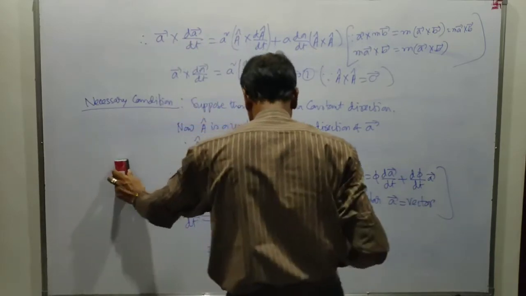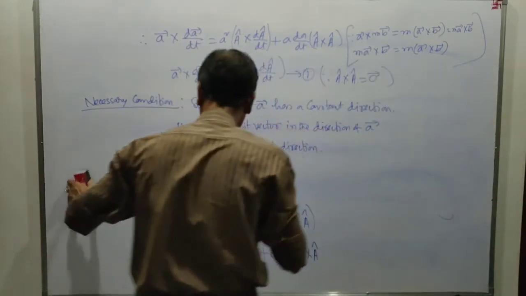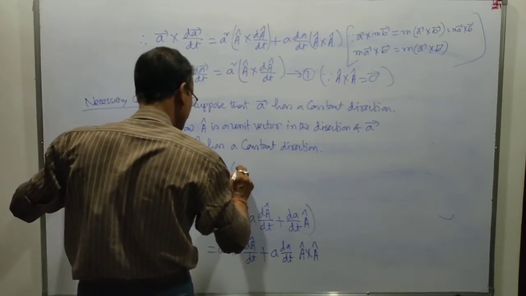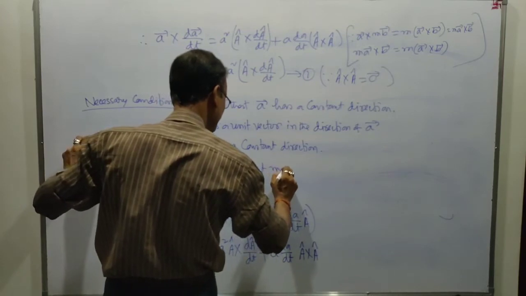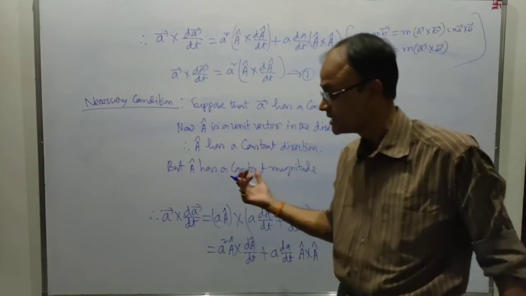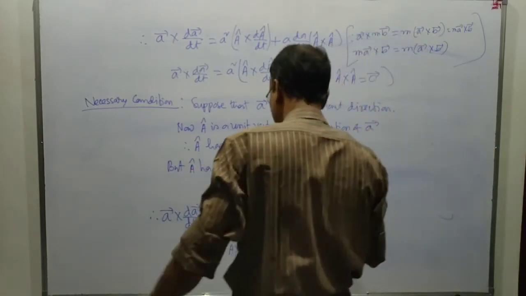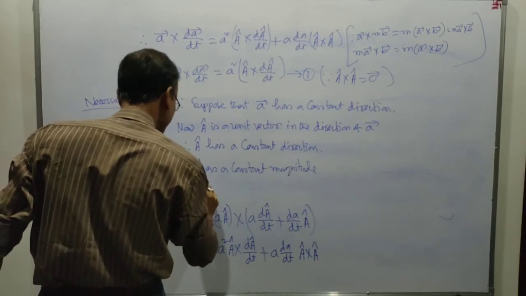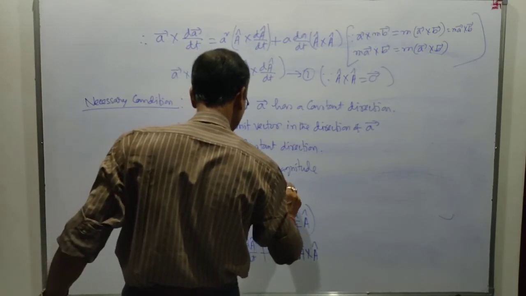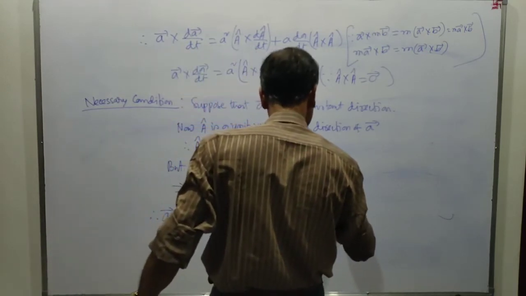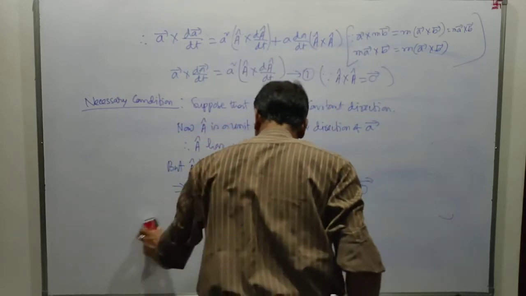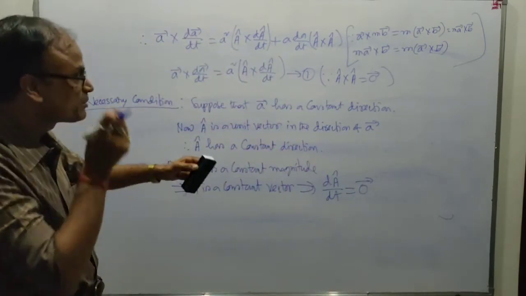But A cap has a constant magnitude, because it is a unit vector, the magnitude is 1. It is a unit of constant magnitude. This implies that A cap is a constant vector. Since it is a constant vector, the differentiation should be equal to 0. Since it is a constant vector, dA cap by dt is equal to 0.